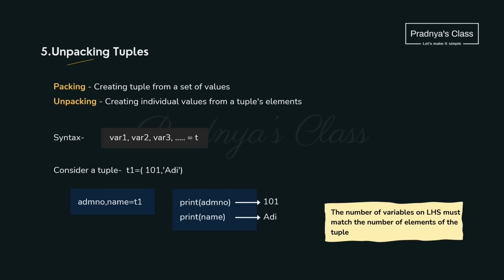Here is one new concept, that is unpacking. But what is packing? Packing means creating a tuple from a set of values. Then the reverse of it is unpacking. When we create individual values from tuple elements, it is called unpacking. Look at the syntax. Here is one tuple and here are the individual variables. Look at this simple example. Here is one tuple with two elements. The two elements of the tuple can be separated out into separate variables. When we are printing them, we are getting the individual elements of the tuple that got stored in different variables. One thing we should note down: when we are unpacking, the number of variables should be the same as the number of elements of the tuple.